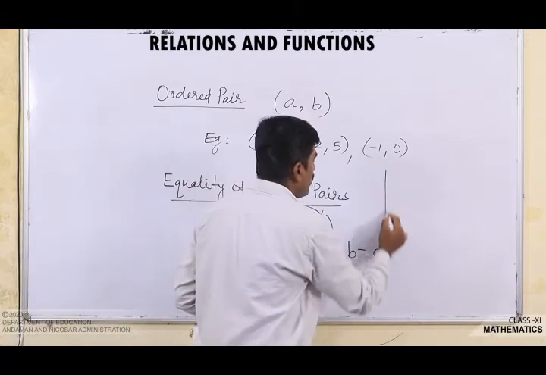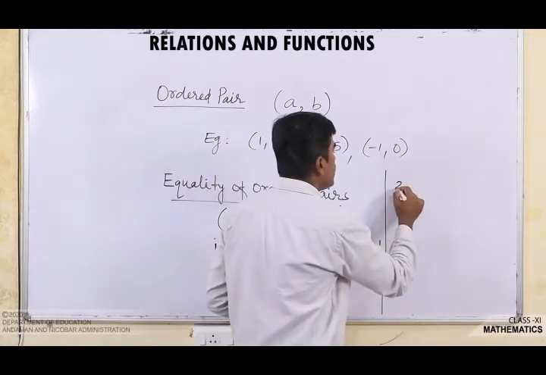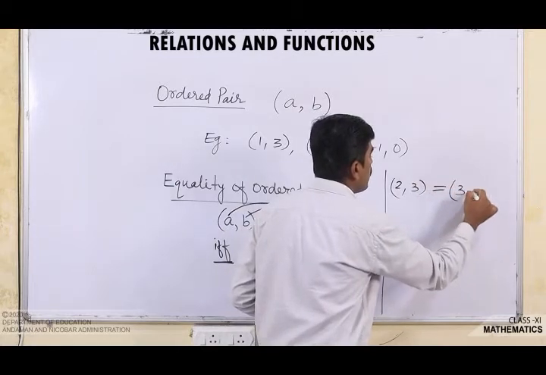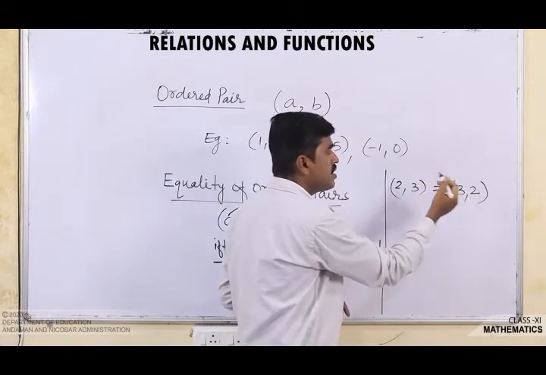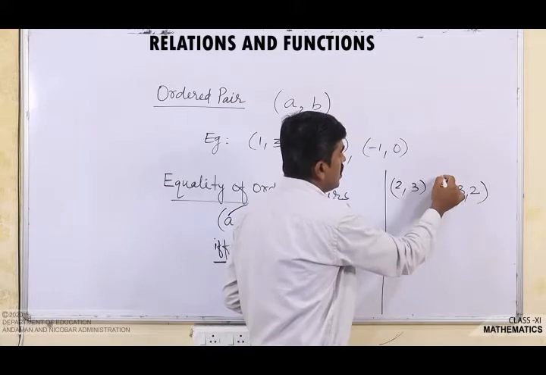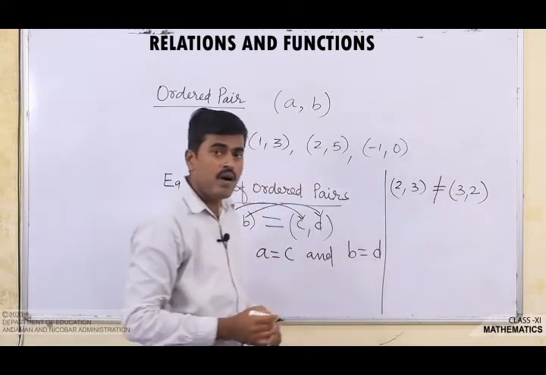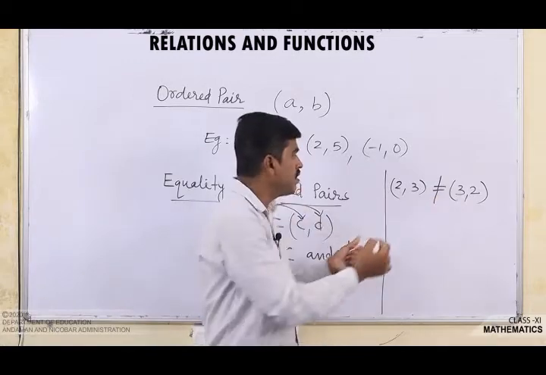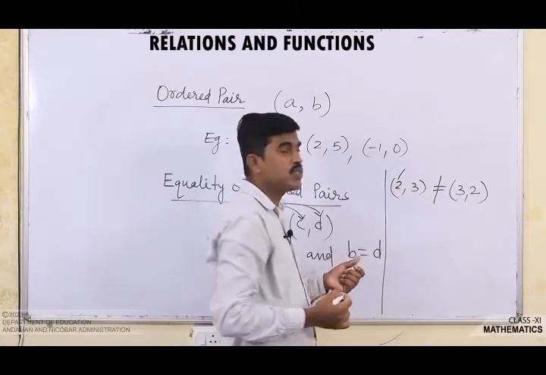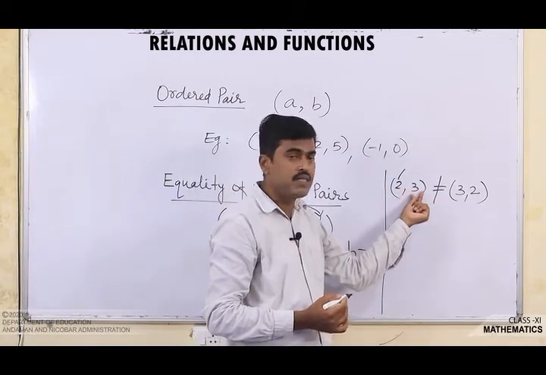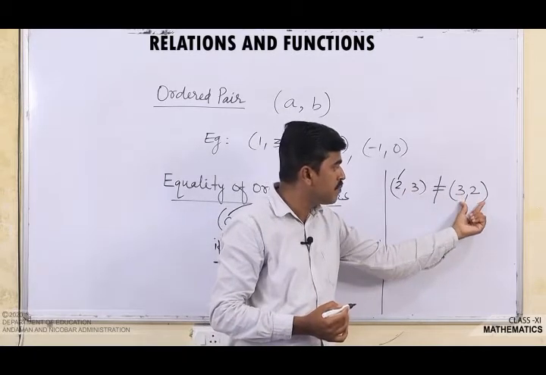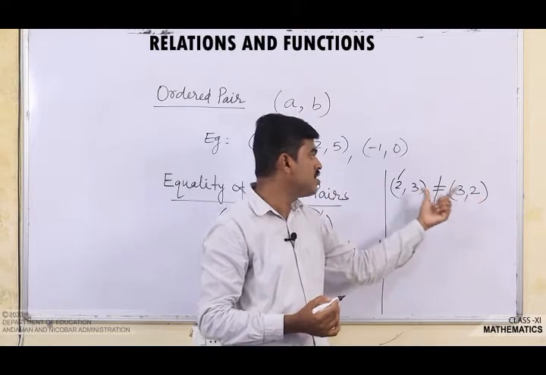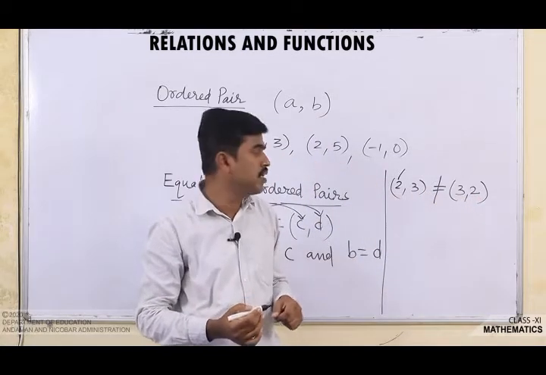Now, whether the ordered pair 2 comma 3 is equal to 3 comma 2? No, these ordered pairs are not equal, because here the order is important. Here the first number is 2 and the second number is 3, whereas in this ordered pair the first number is 3 and the second number is 2. So these two ordered pairs are not equal.